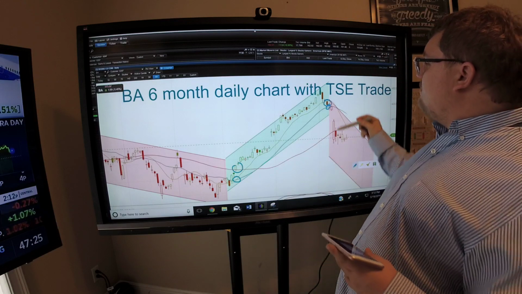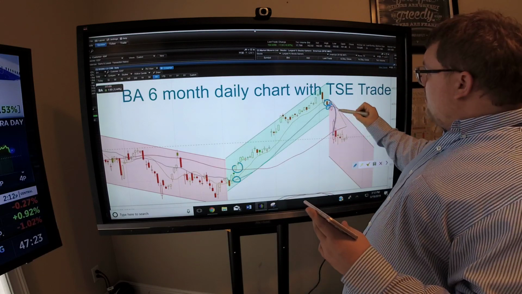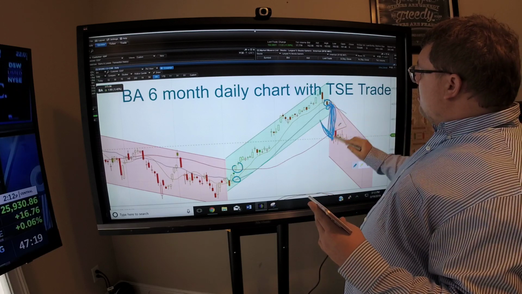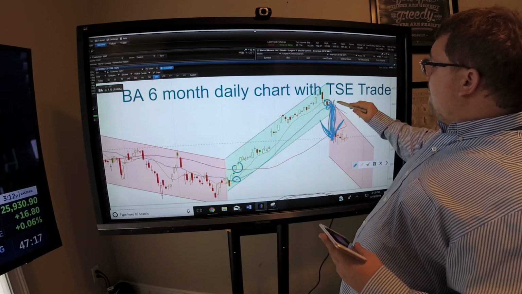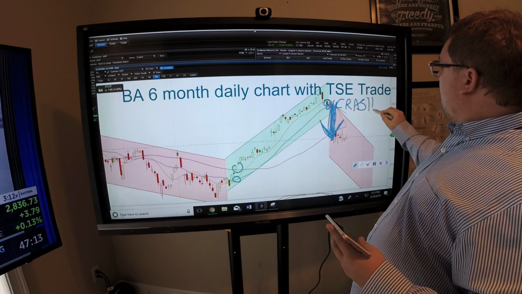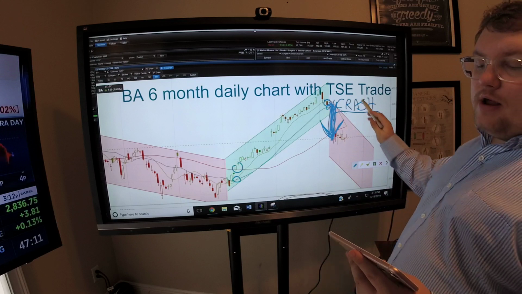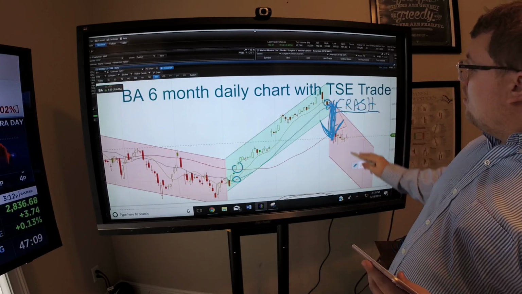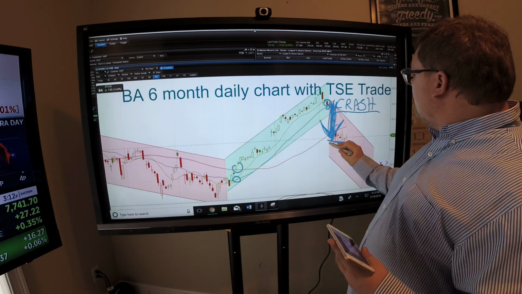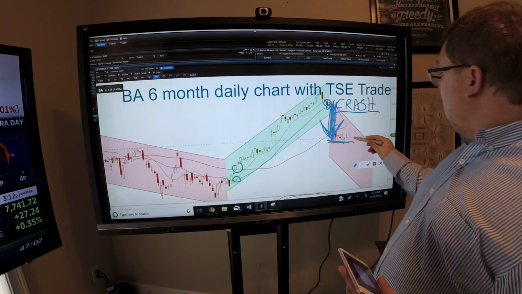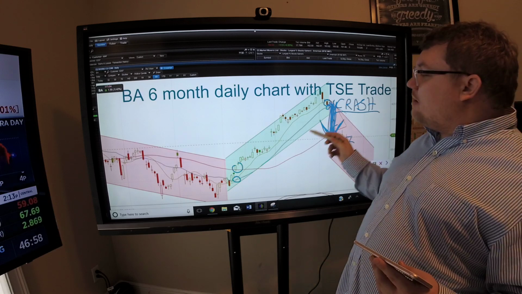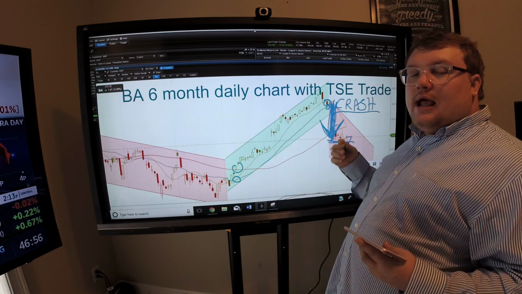Now, here's the thing, guys. We had our initial drop in Boeing on that big crash, that big news. So we had our big drop lower here on that crash. The stock drops, and what's happening? We're in consolidation. Here's the support area, support's right around 370. We need to break below 370. Our next shift lower is going to represent our next leg lower and our catalyst.